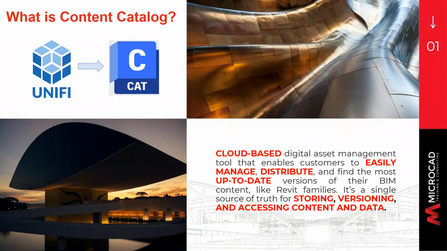As you can see here, Content Catalog is a cloud-based digital asset management tool that enables our users to easily manage, distribute, and find the most up-to-date versions of their BIM content, such as Revit families or AutoCAD blocks. It's a single source of truth for storing, versioning, and accessing BIM content data.